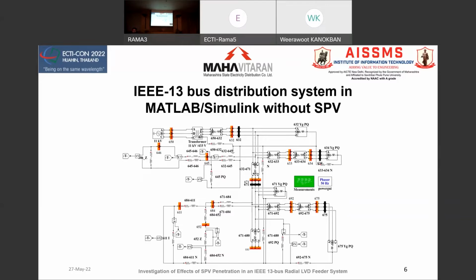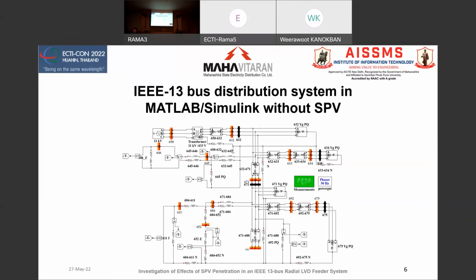The second model I'm going to show with the SPV system. There are some nodes which are of more importance to us. The first node is this fag-end node, which is 646 node. And also we are going to concentrate on the node which is 611 node, which is also a fag-end node. And the third node is 675, which is the fag end node.